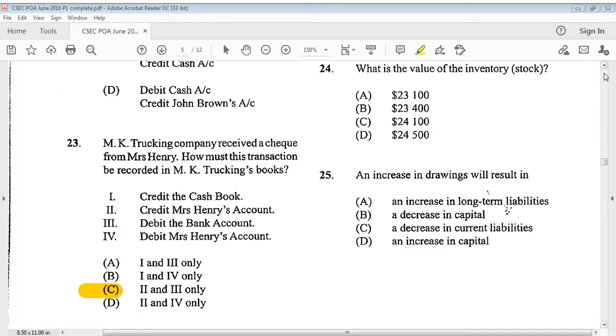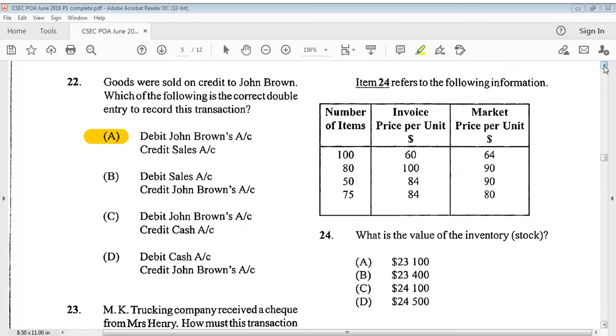Let's go on to number 24. So item 24 refers to the following information. And there we're going to have to find the value of the inventory stock. So there you have your number of items and your invoice per unit and your market price per unit. Now, what is the value of inventory stock? Now, I want you to work this out and tell me the answer.